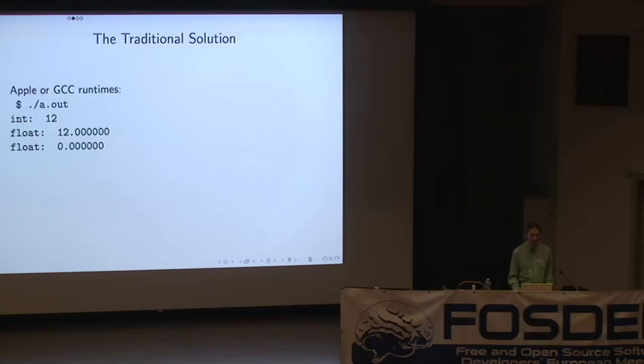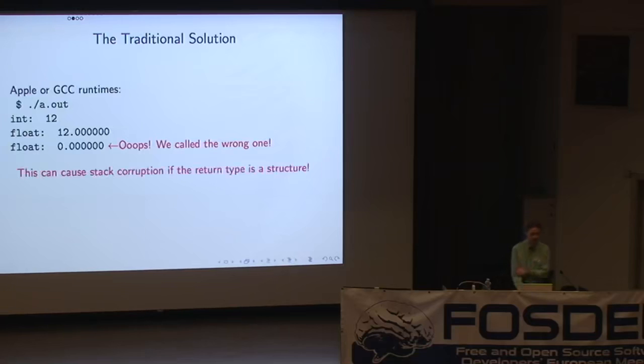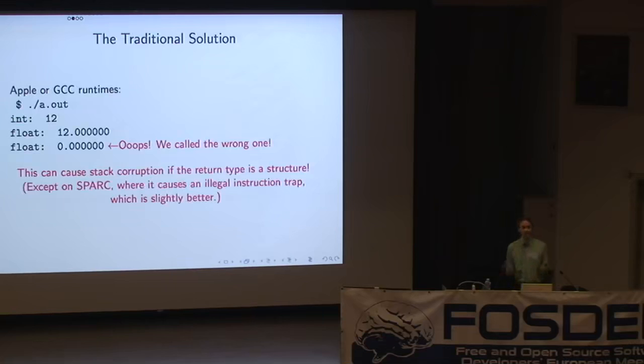So what happens if you run this on a Mac? Well, the first call works, the second call works, and oops, you've called a function which expects a floating point value, but you've put your argument in an integer register, so it just silently does the wrong thing. And if you do this in a slightly more extreme case, if it's a function returning a structure and a function not returning a structure, then you don't just get the wrong result, you get random stack corruption. And that's not ideal. On SPARC, you get an illegal instruction exception and a trap and an abort, and that's marginally better.